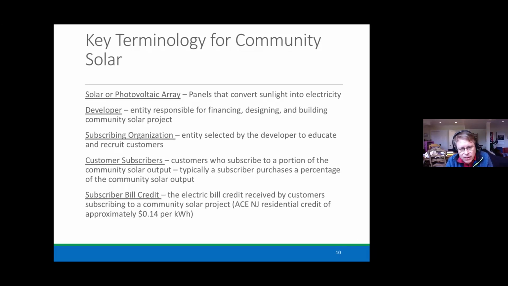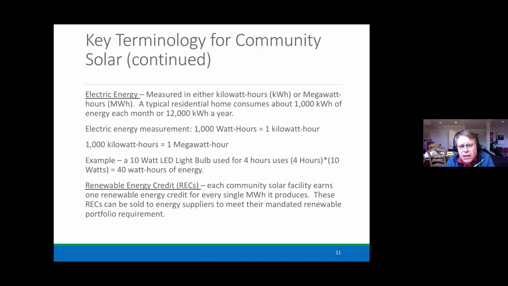All right, so going to the next one, continuing with key terminology, one of the things that's very important to understand is electric energy and how we measure it. So typically when we're dealing with community solar, we're looking at measurements in kilowatt hours or megawatt hours. And a typical residential home consumes about 1,000 kilowatt hours of energy each month, or about 12,000 kilowatt hours a year. And if you include apartments, it's a bit lower than that. It's about 800 kilowatt hours a month across southern New Jersey.